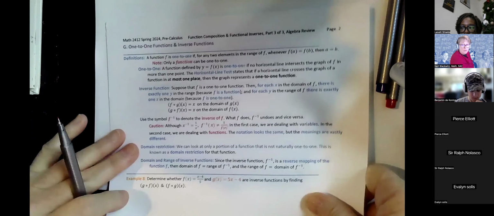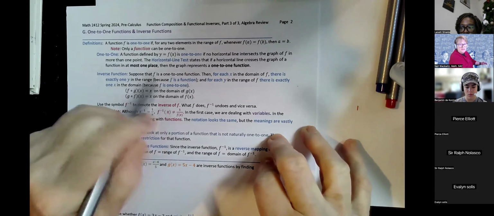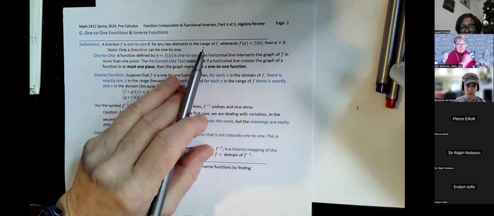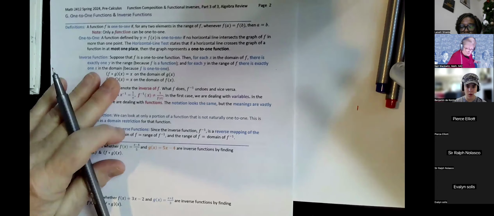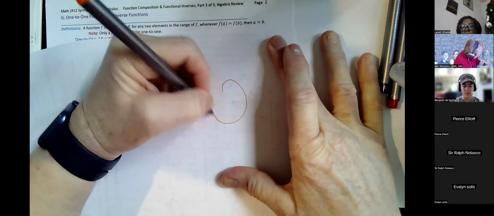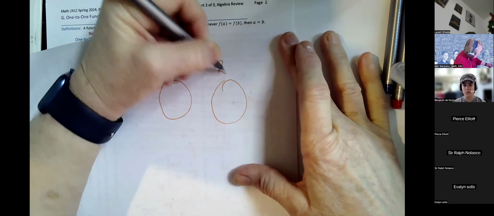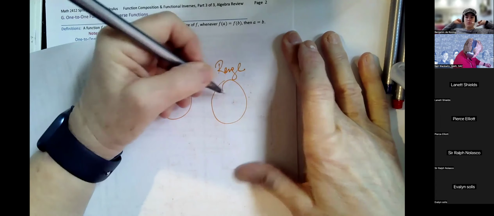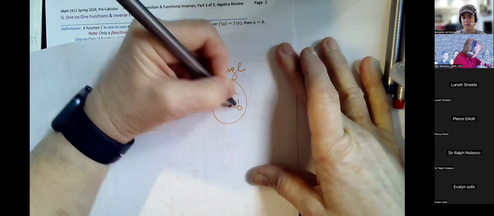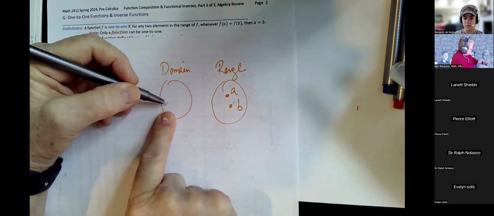So let's look at one-to-one functions and inverse functions. A function is one-to-one if any 2 elements in the range are different. Let's just do a little photo. If we have domain and range, and we've got, let's call them A and B over here. If A and B are different in the range, they need to be different in the domain.